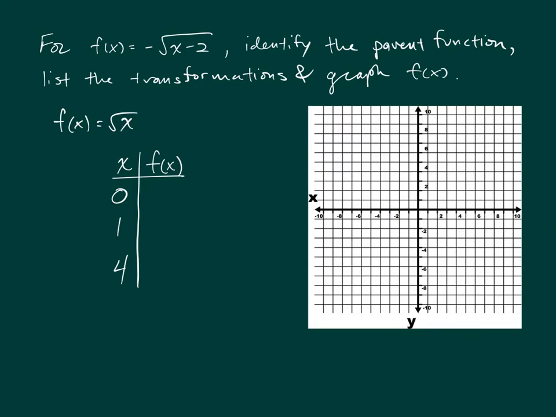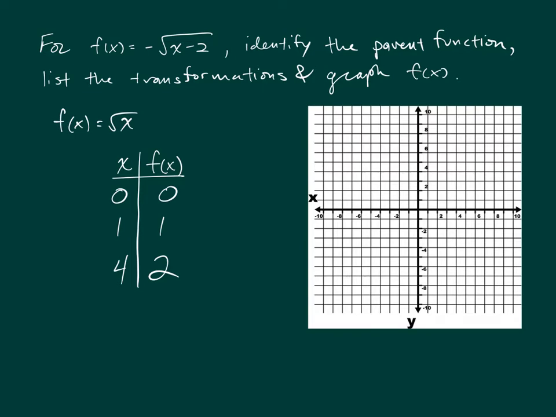So how do you figure out what the f of x values are? Well, you just substitute these x values in here for the square root, and you'll get back 0, 1, and 2. So there is the parent table along with the parent function. Let's list out the transformations.